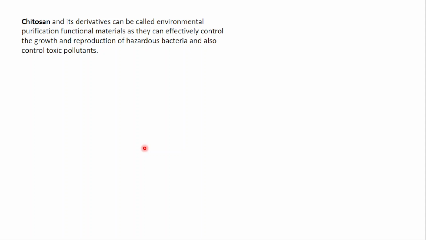Now chitosan and its derivatives can be called environmental purification functional materials, as they can effectively control growth and reproduction of hazardous bacteria and also control toxic pollutants. This is what I meant when I was speaking of chitosan as a biocide. It can prevent the growth and reproduction of hazardous bacteria. It can kill hazardous bacteria which we do not want in our waters, in our sewage, in our soil, and anywhere. And it can safely be called an environmental purification functional material.